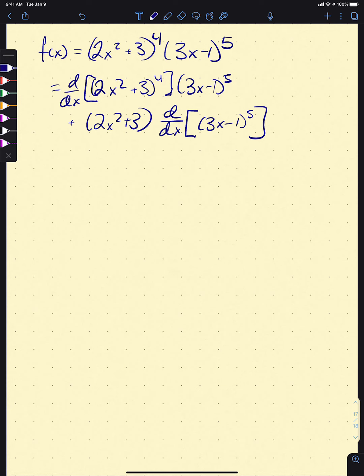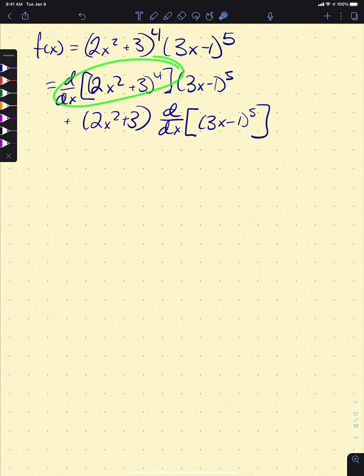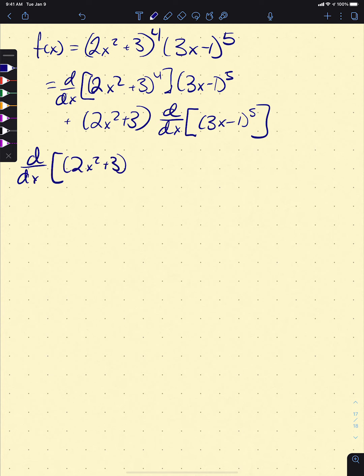And now, when we're taking the derivative of these individual ones, we can use the chain rule, right? Let's break this out into cases, right? First, we'll calculate d/dx of (2x squared plus 3) to the 4th, right? We'll let u equal 2x squared plus 3. Then u prime, well, u prime is going to be 4x, because our 3 will drop.